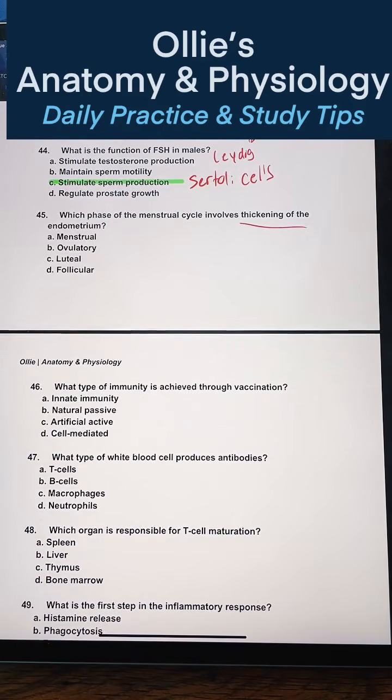Number 45, which phase of the menstrual cycle involves the thickening of the endometrium? The thickening. A, B, C, or D.